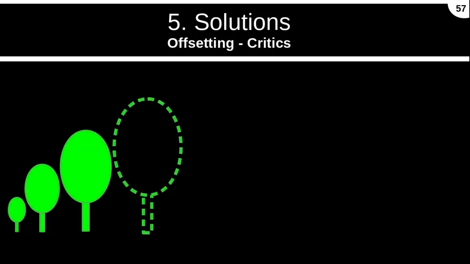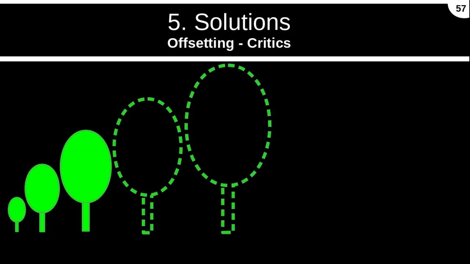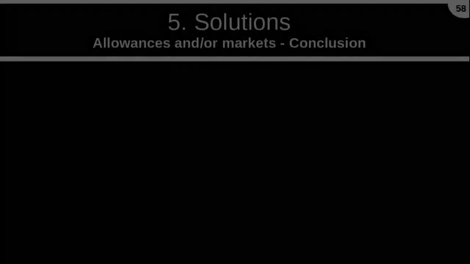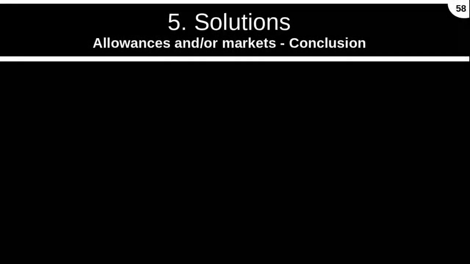Note that critics have highlighted the possibility that trees planted to offset your emissions could die before they remove the carbon you had emitted, especially if dry and warm episodes increase because of climate change. And it's difficult to be sure that the projects you fund would not have been implemented without the funds from offsetting. What can we conclude about markets and allowances?